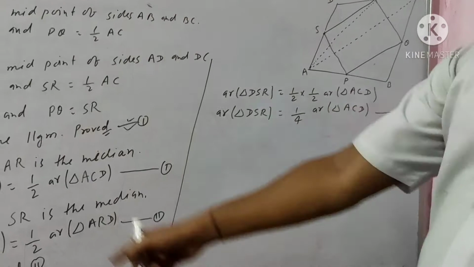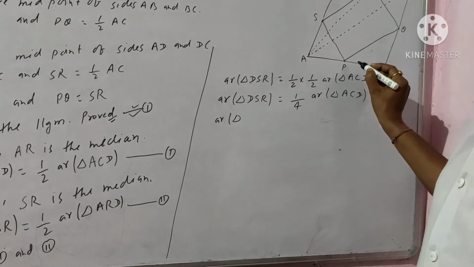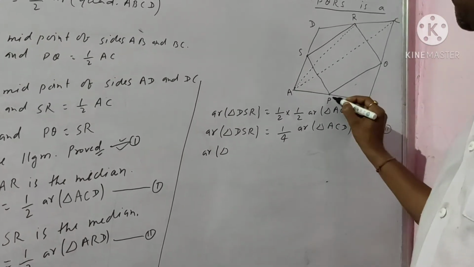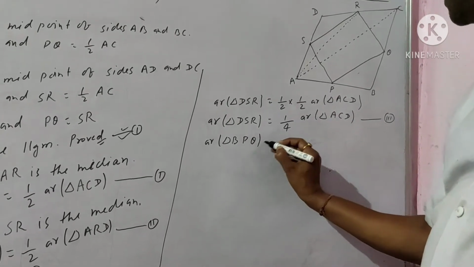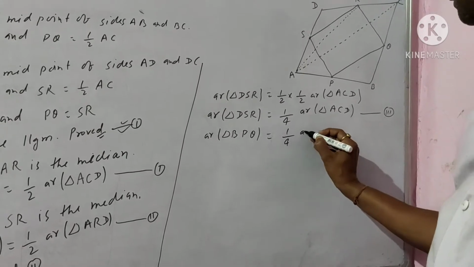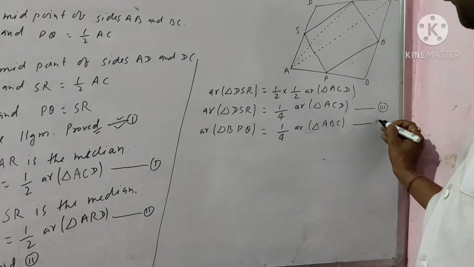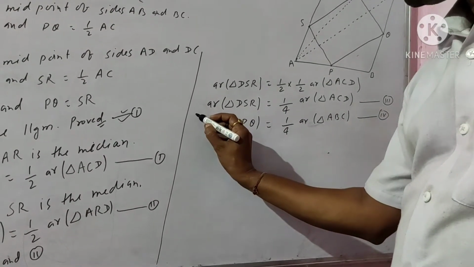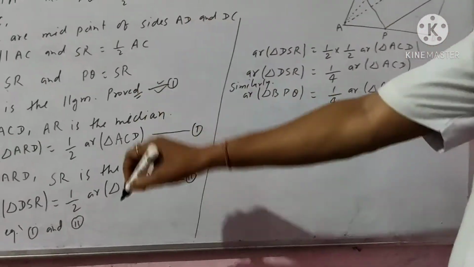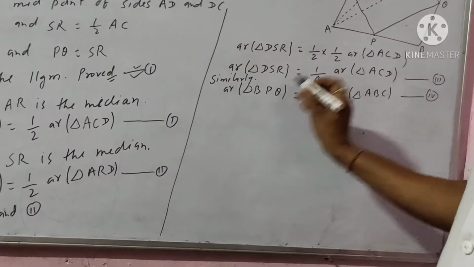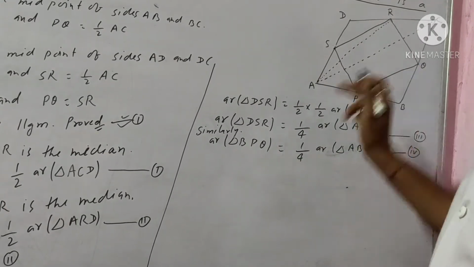Okay, by the same process we can write here area of triangle BPQ is equal to 1 by 4 area of triangle ABC. By the same rules we can write similarly. By the similar process, area of triangle BPQ is equal to 1 by 4 area of triangle ABC.